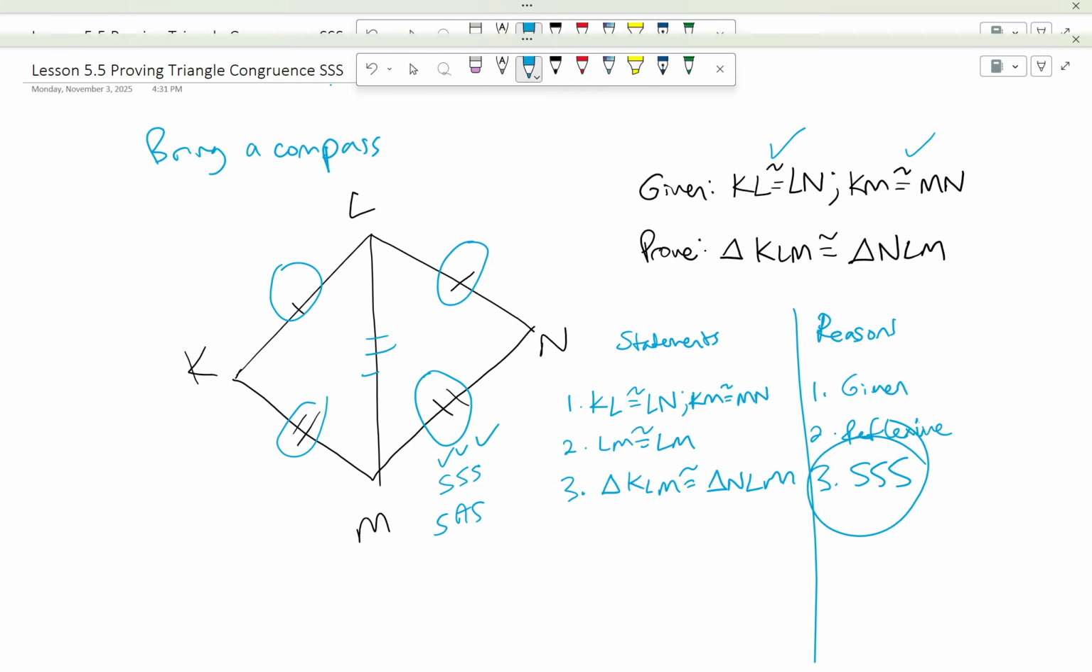Now, it's important that we cite the correct theorem here. If we don't, then it's going to be incorrect. We can't just say whatever we want. We have to use the one that we're actually utilizing here. Okay?